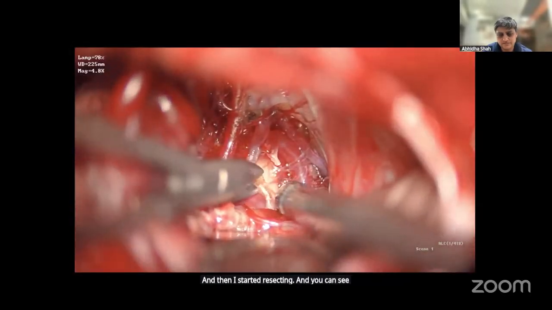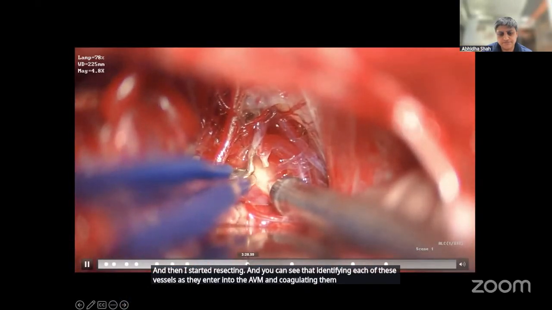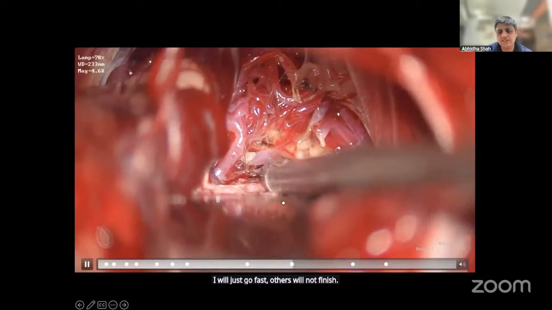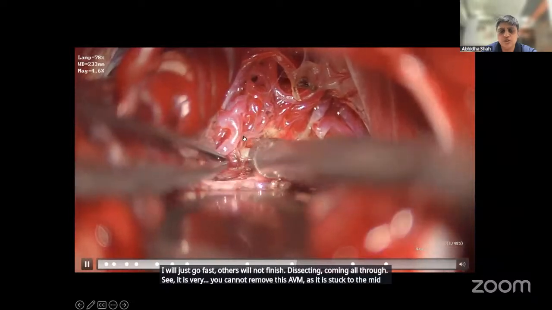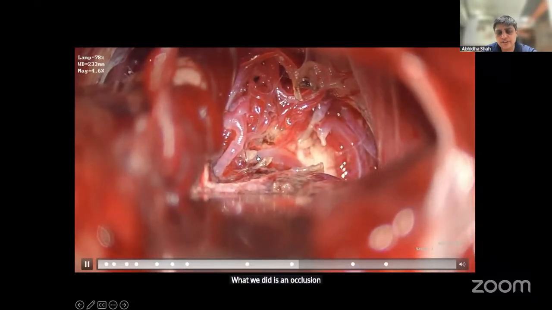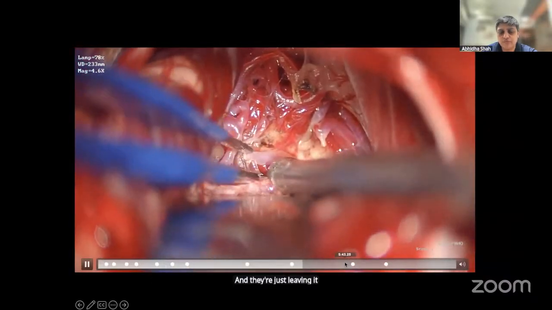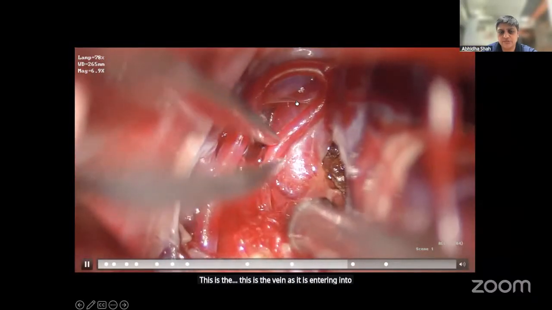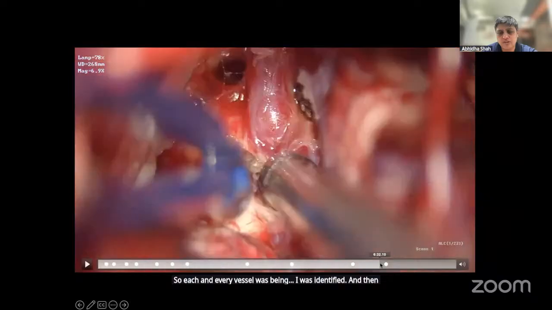And then I started resecting, and you can see that identifying each of these vessels as they enter into the AVM and coagulating them and cutting them. I will just go fast, otherwise we will not finish. Dissecting, coming all through. You cannot remove this AVM as it is stuck to the midbrain. So what we did is an occlusion of the whole AVM surrounding and disconnecting it from all the vessels, and just leaving it on the top of the brainstem. This is the vein as it is entering into the galenic system. So each and every vessel was identified and then coagulated and cut.